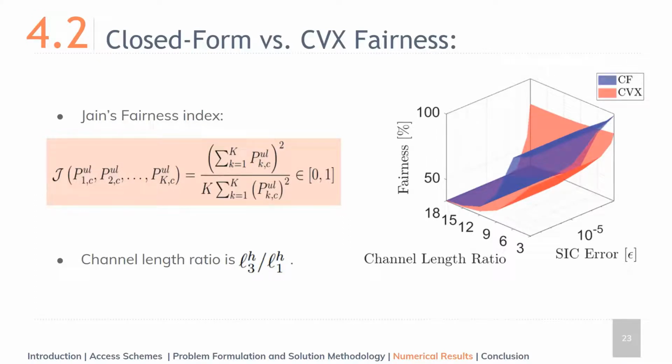We found that CF results outperform CVX. Indeed, at low SIC values, both are highly influenced by the channel length ratio, reducing the fairness at high ratios. Interestingly, both methods achieve high fairness at high SIC because in this case, all the nodes will be transmitting at maximum power and there will be no power control in this situation. However, this is not an energy efficient network.